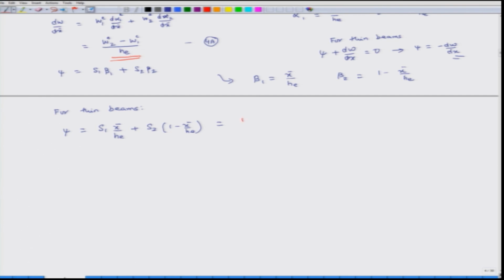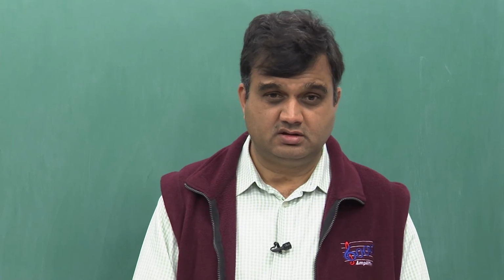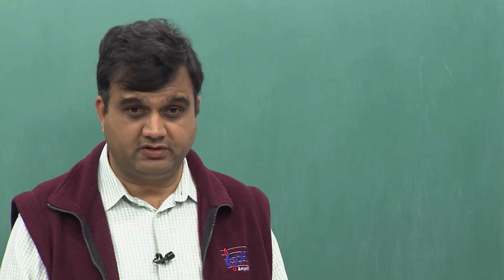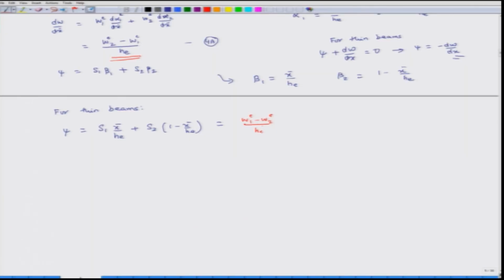Okay. So, this one is equal to W1 minus W2 over he. Now, these two sides, so what you see is that the right side is a constant and the left side depends on x. The left side depends on x and the right side is independent of x. This can be true only if the coefficient of x on the left side is 0. So, what is the coefficient of x?